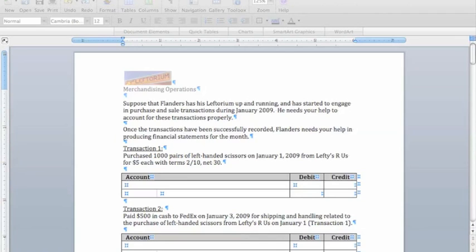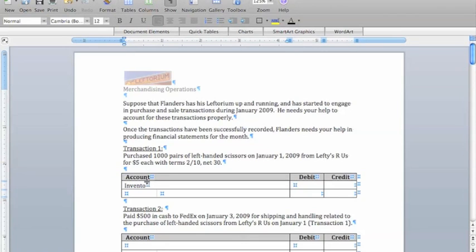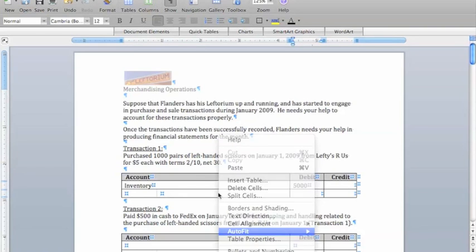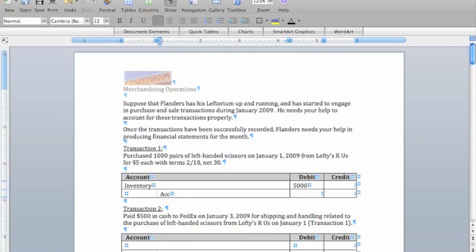So when we record the transaction, we ignore the discount initially, and we debit inventory for the number of units purchased times the purchase price, in this case $5,000, and we'll credit accounts payable for the same $5,000 to reflect this obligation to pay for the items in the future.